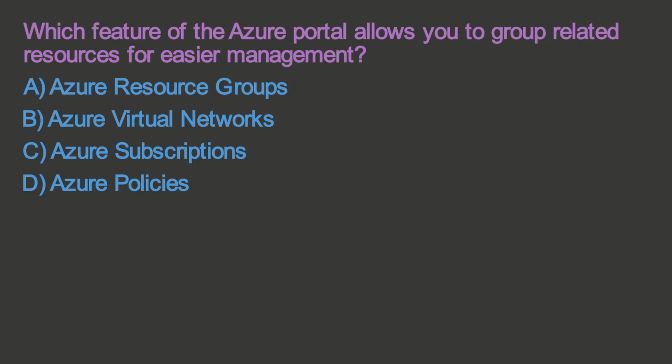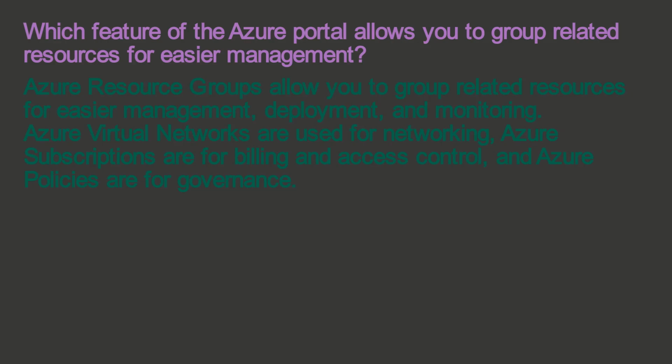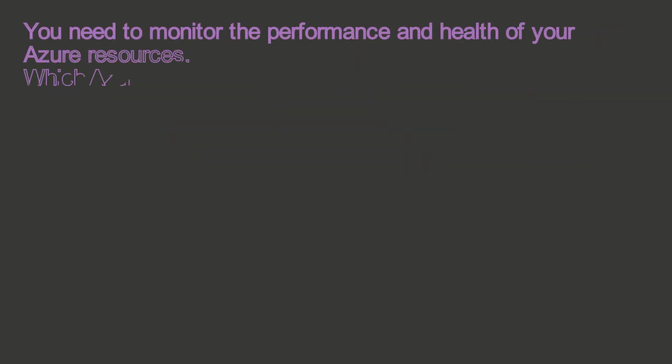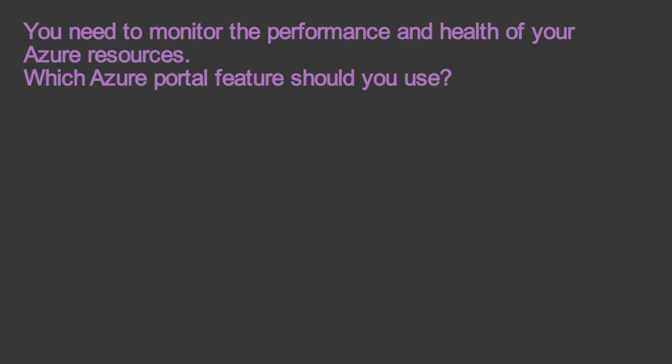Azure Resource Groups. Azure Resource Groups allow you to group related resources for easier management, deployment, and monitoring. Azure Virtual Networks are used for networking, Azure Subscriptions are for billing and access control, and Azure Policies are for governance.